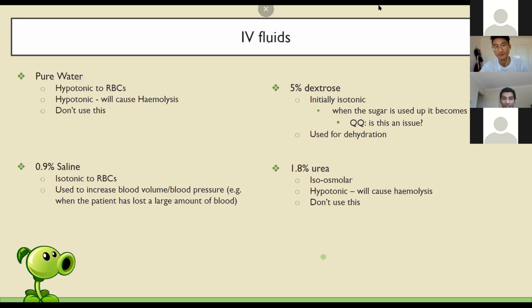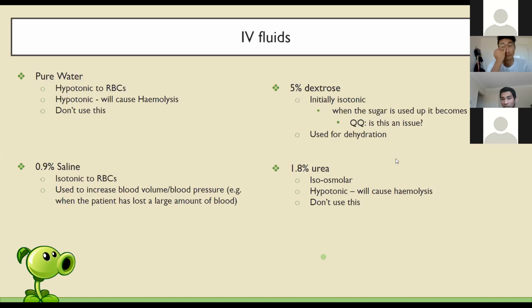And then if no one wants to answer, which is fine, it's not an issue, because what will happen is the dextrose inside, or the sugar inside the fluid, will be used up by the body. Because it's initially isotonic, it's not an issue. And then as the fluid starts to lose its dextrose, the body will adapt for the incoming levels of fluid and water. So it's not an issue. You can use it for dehydration, and it's pretty handy to have.